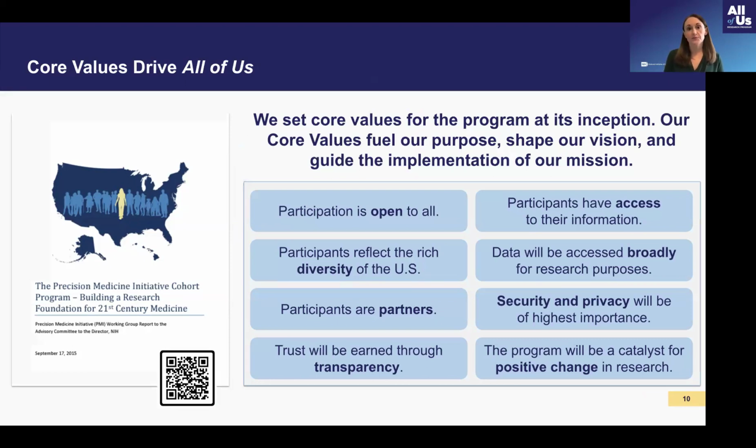So the first is that participation in All of Us is open to all. Our participants will reflect the rich diversity of the United States. Our participants are partners in the research that we're actually doing, that trust will be earned through transparency, that participants have access to the information that we have on them, that data will be accessed broadly for research purposes, one of the reasons I'm here today, and that security and privacy will be of the utmost importance to everything that we do as far as dealing with data from our participants.